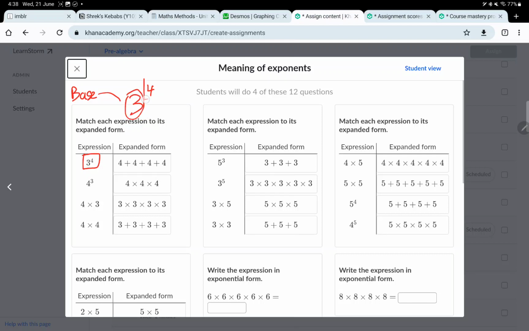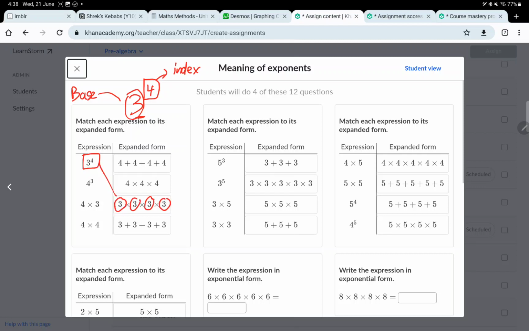3 is the base and 4, raised to the power 4, so 4 is the index. Okay? So 3 is the base and 4 is the index. Index tells you how many times the base is multiplied together. So 3 power 4 means the base is 3 and it's multiplied by itself 4 times.